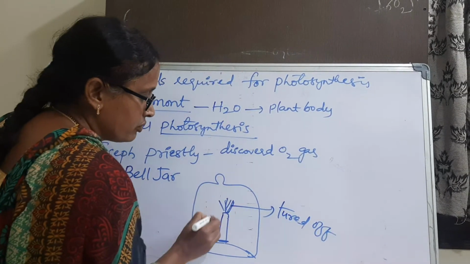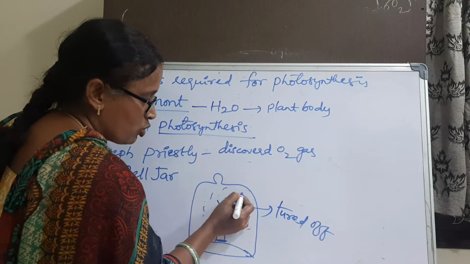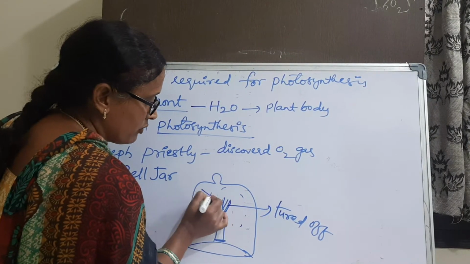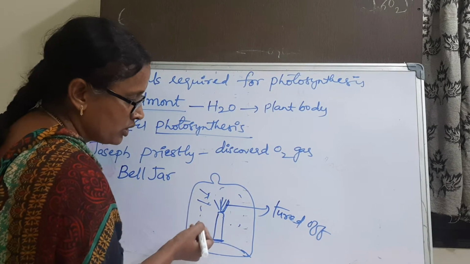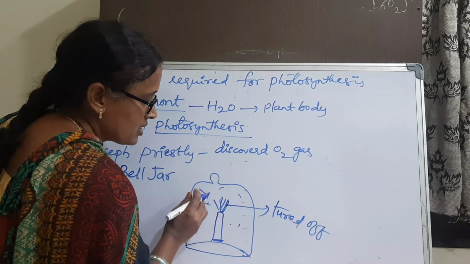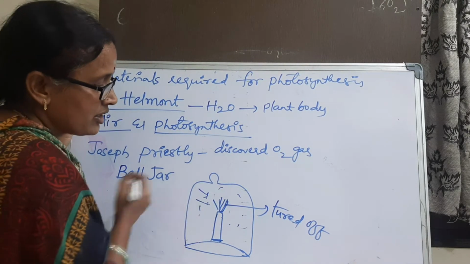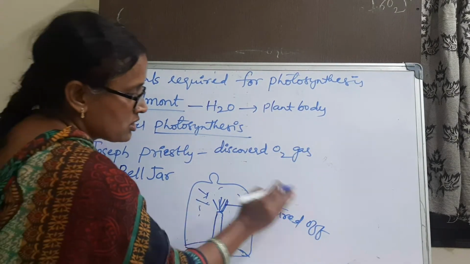So due to lack of oxygen, whatever oxygen is there is utilized by the burning candle, we know that, and it is releasing carbon dioxide. With that carbon dioxide, it won't stay lit. So it is turned off.